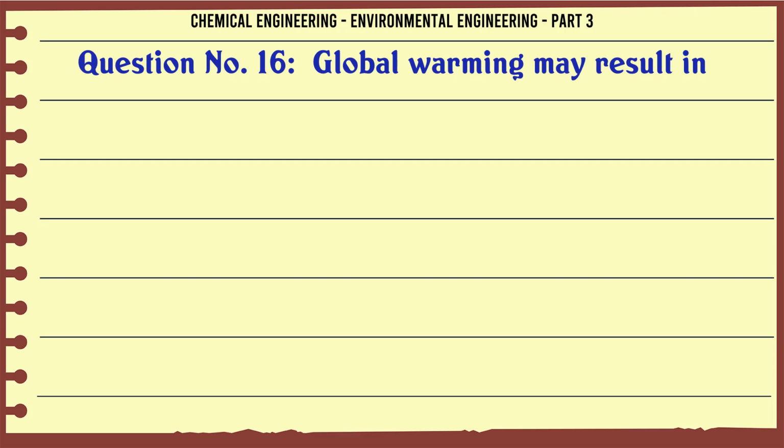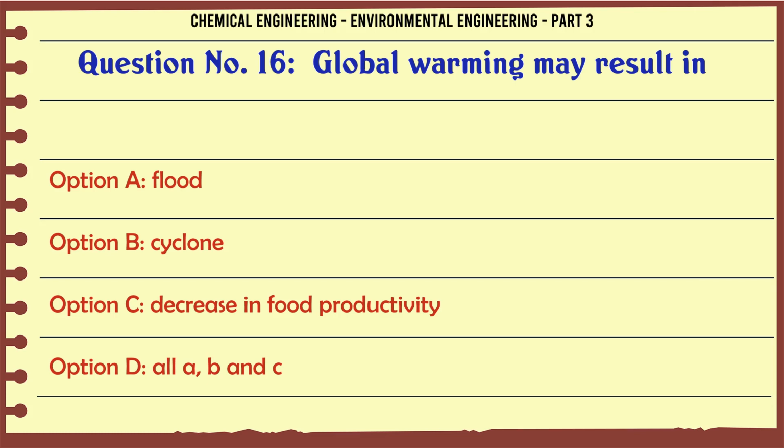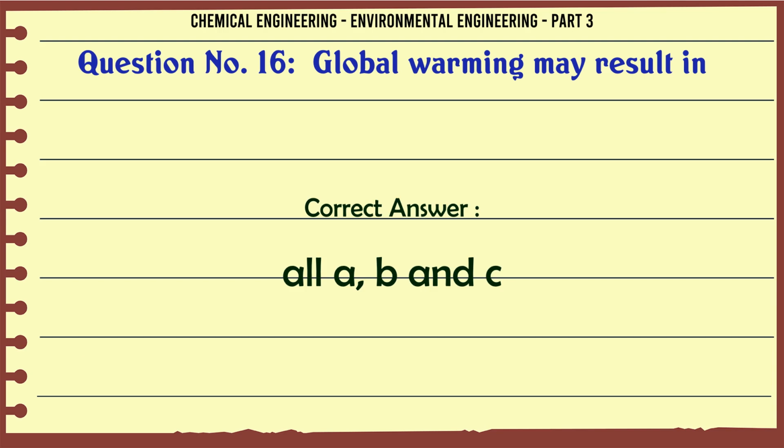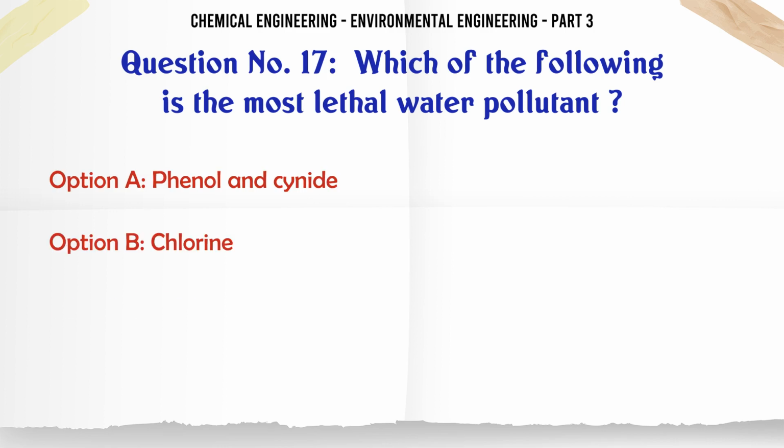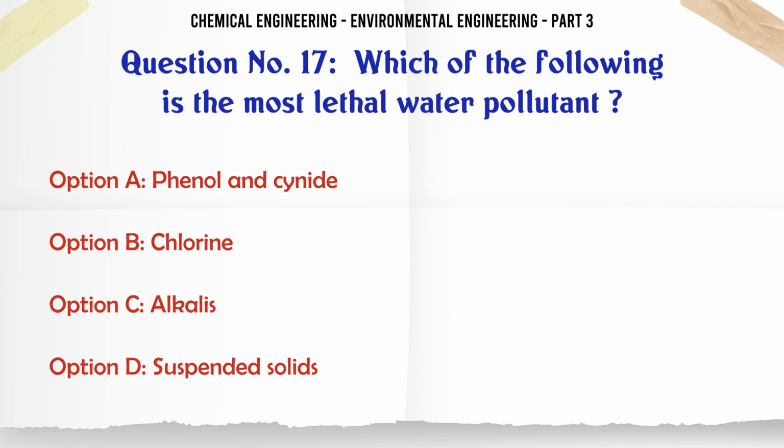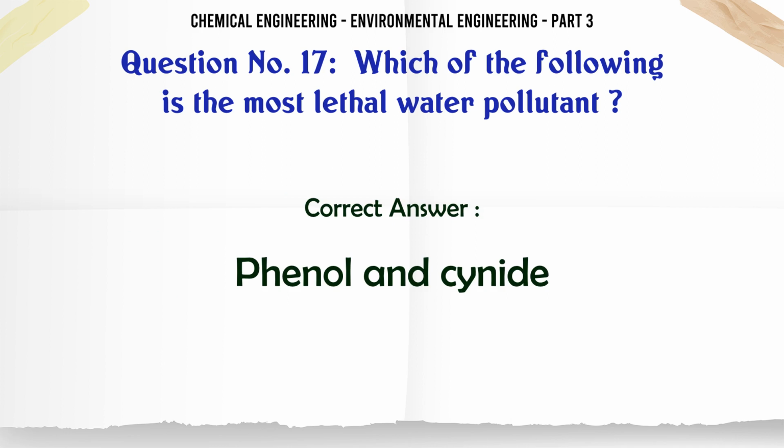Global warming may result in A. Flood. B. Cyclone. C. Decrease in food productivity. D. All A, B, and C. The correct answer is all A, B, and C. Which of the following is the most lethal water pollutant? A. Phenol and cyanide. B. Chlorine. C. Alkalis. D. Suspended solids. The correct answer is phenol and cyanide.